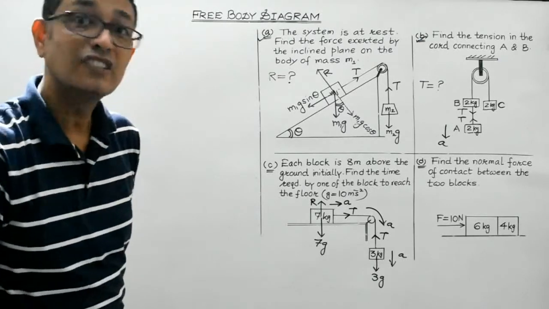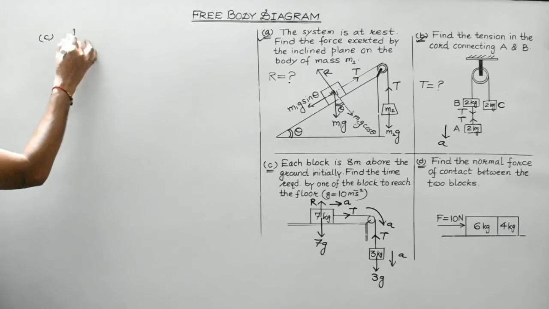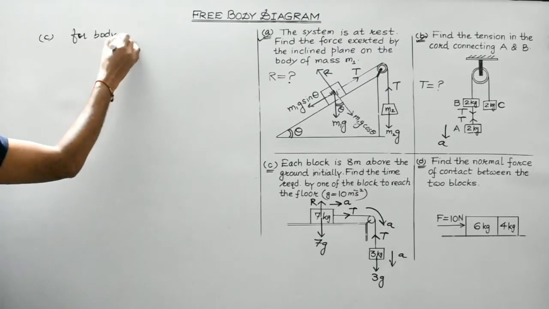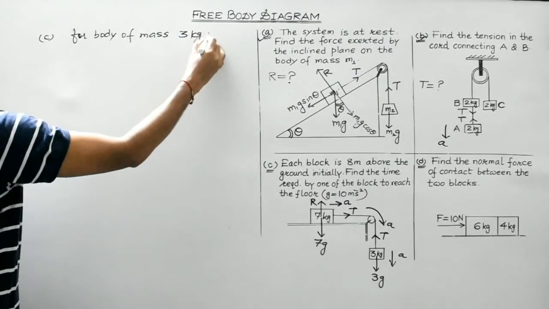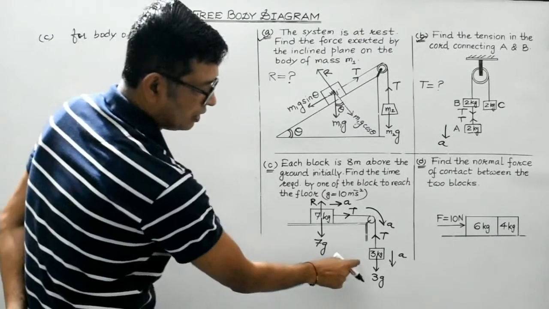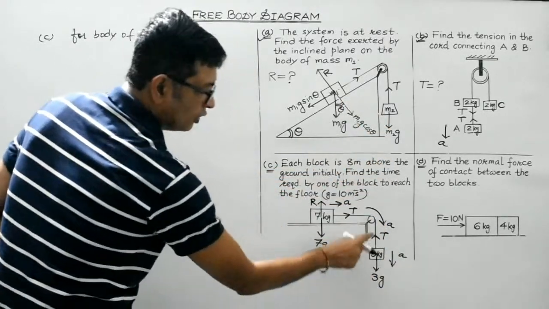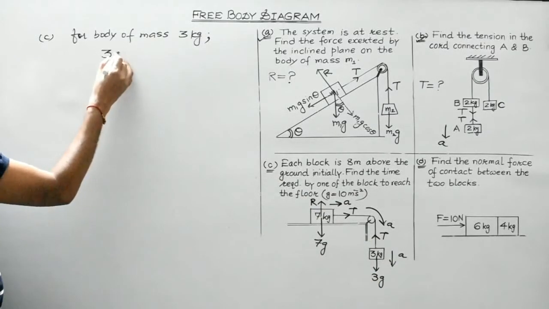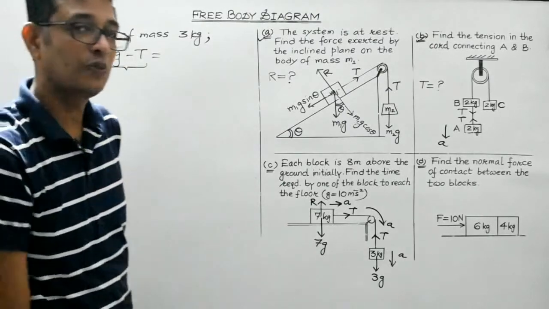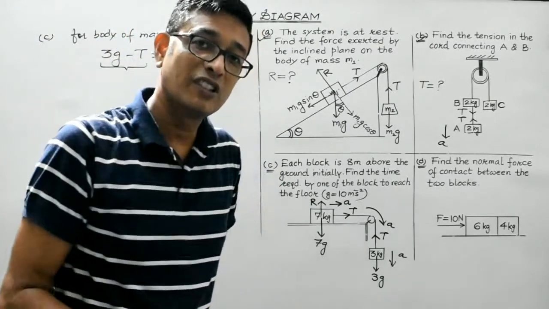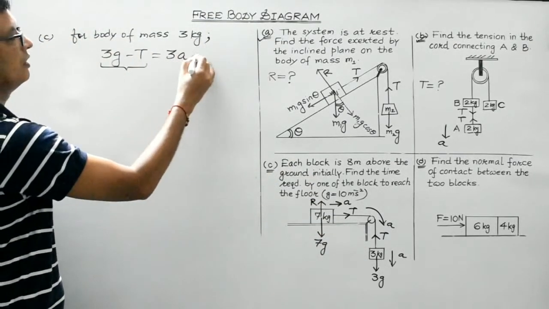Now let's construct the equation using this diagram, right? So for the body of mass 3 kg, what will be the equation? 3g is the dominating force, the 3 kg body is getting accelerated downward. So the net force would be 3g minus T. This is the net external force. And as per Newton's second law, net external force is equal to mass into acceleration. So its mass is 3 and acceleration is a.